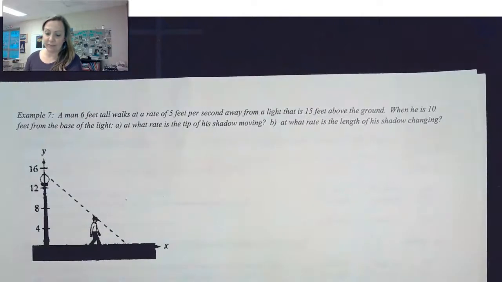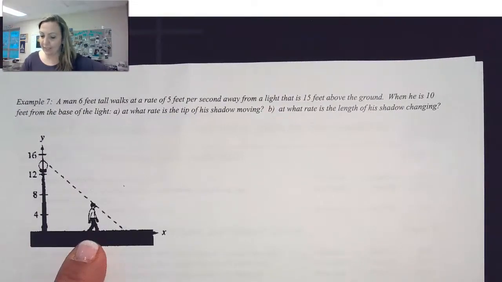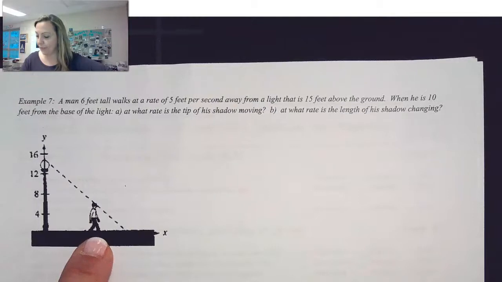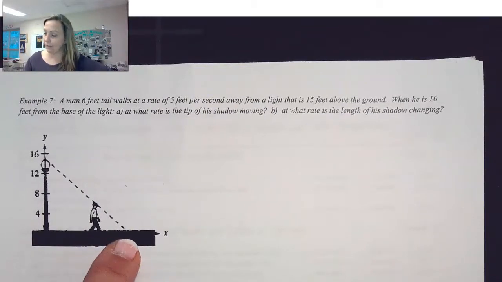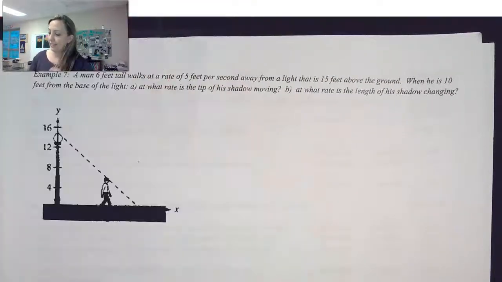Okay, so example 7. I didn't like these at first, but once you get in the groove of them, this one's not as bad. Example 7 says a man that's 6 feet tall walks at a rate of 5 feet per second away from a light that is 15 feet above the ground. When he is 10 feet from the base of the light, A, at what rate is the tip of his shadow moving? And B, at what rate is the length of his shadow changing?